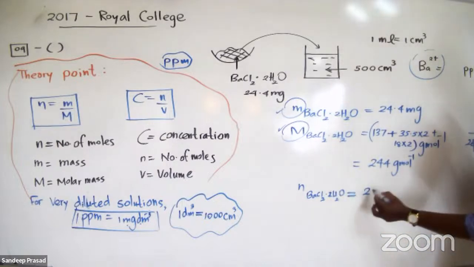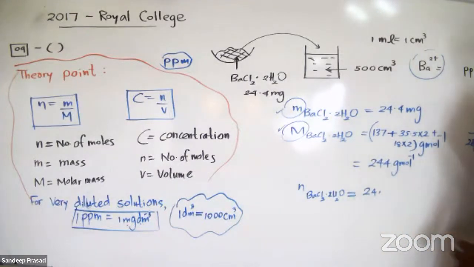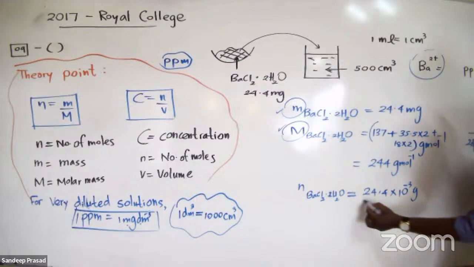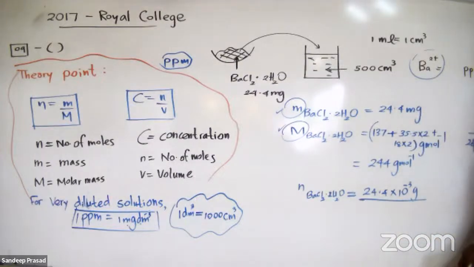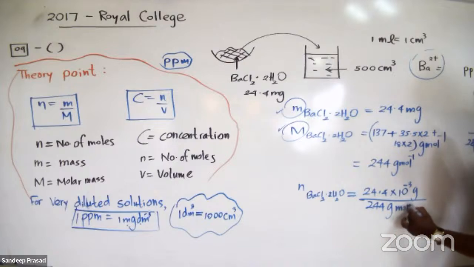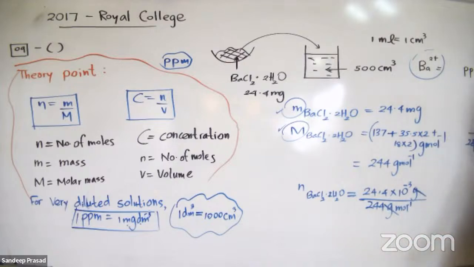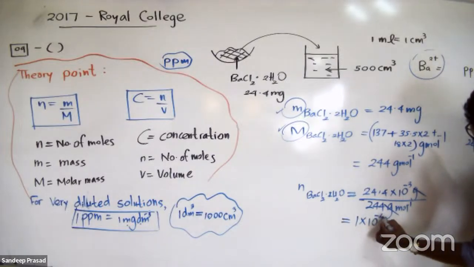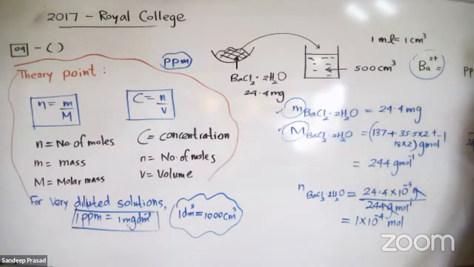So the answer, look at this one. 24.4 milligrams is, in grams, multiplied by 10 to the power minus 3. To convert milligrams to grams, we multiply by 10 to the power minus 3, since milli means 10 to the power minus 3. Then it is divided by the molar mass. Grams will cancel off. What is the answer? 1 into 10 to the power minus 4 moles.